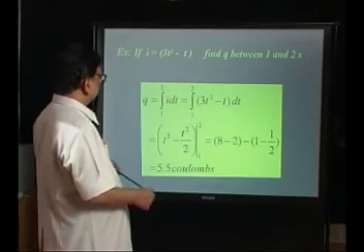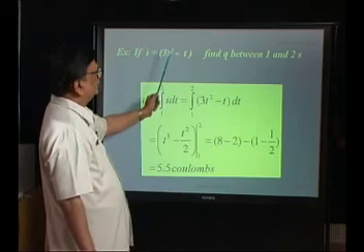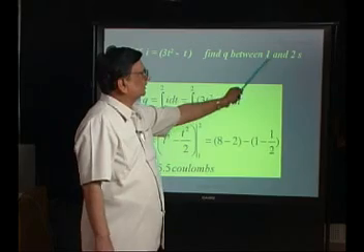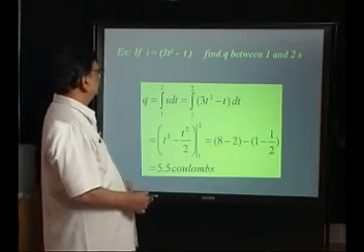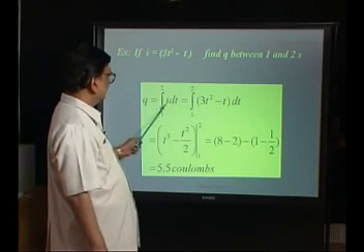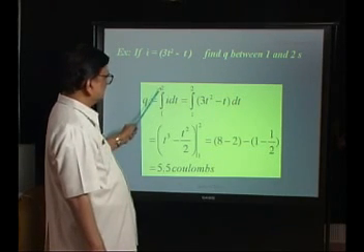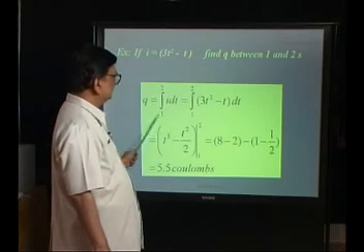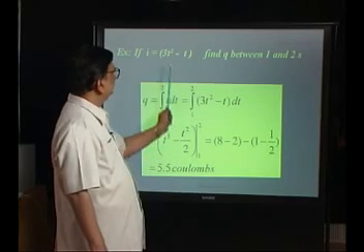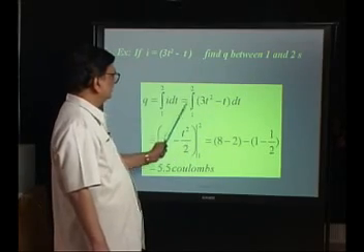We shall take another example. If the current is varying in this fashion, then what is the charge between the first second and the second second? We know that i is dq/dt, therefore, q becomes the integral of i dt. This is between the intervals of the first second and the second second. So, i is given as 3t² minus t, and we have to find out the integral of this.